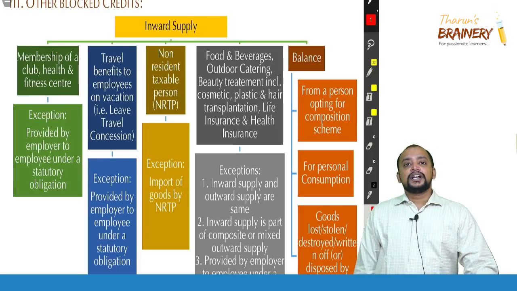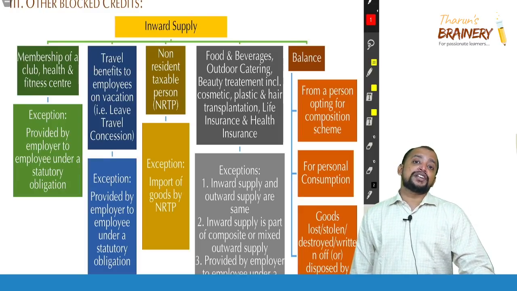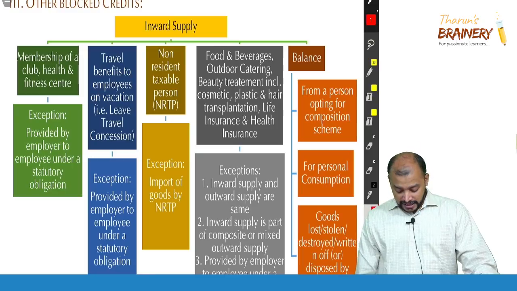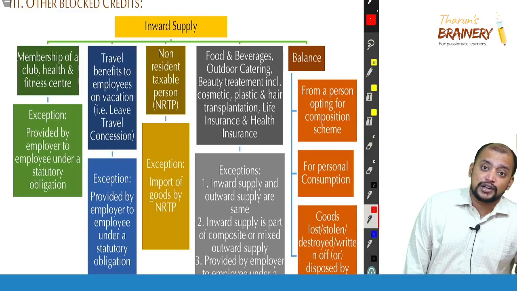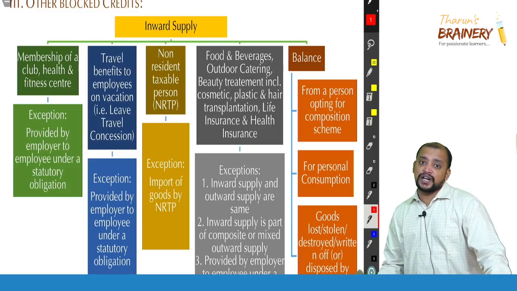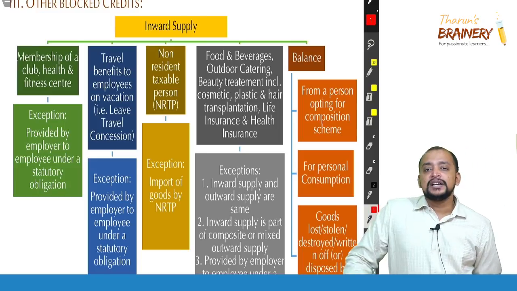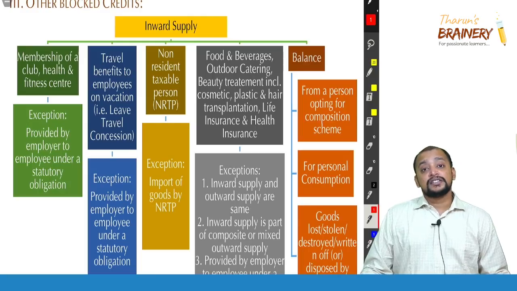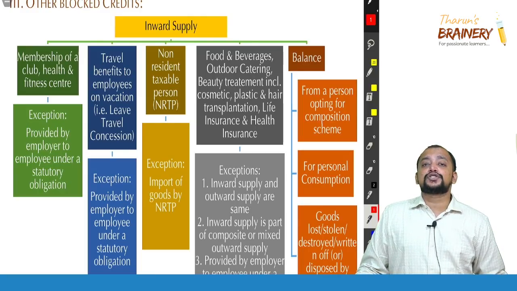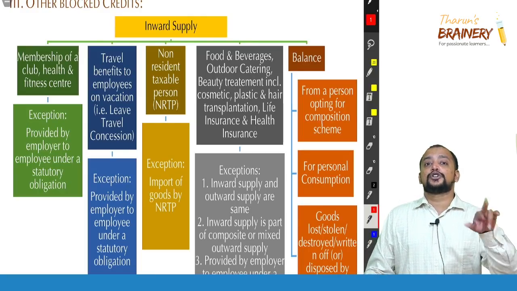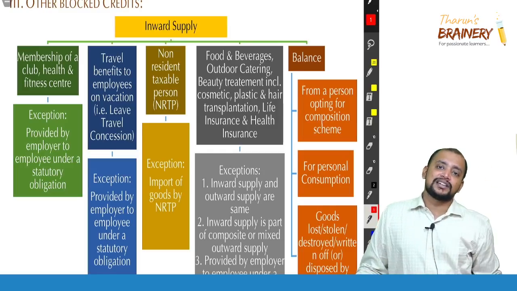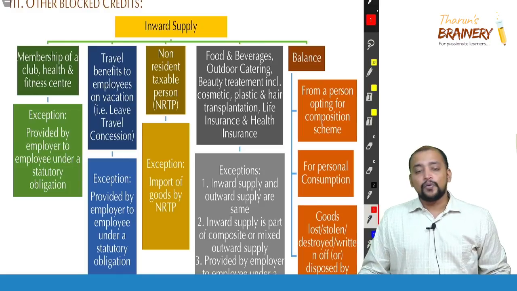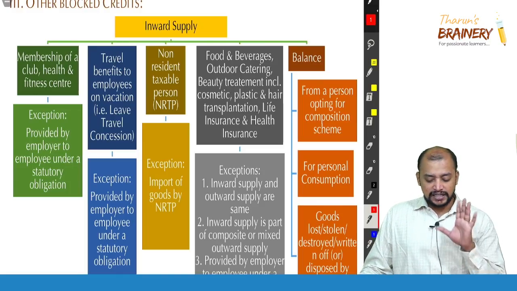Then number 2, travel benefits extended to employees on vacation. So there is a company which is extending travel benefits to their employees on vacation. So vacation expenditure is borne by the company. In that case, it is a blocked credit. Suppose the travel benefit is extended to employees under a statutory obligation, like leave travel concession, etc., in that case, whatever GST paid can be taken as credit.